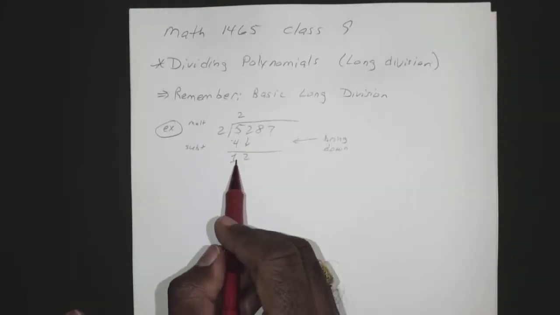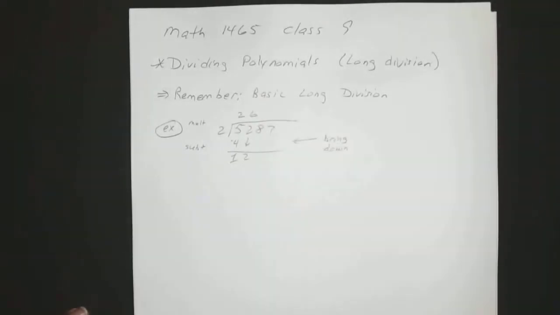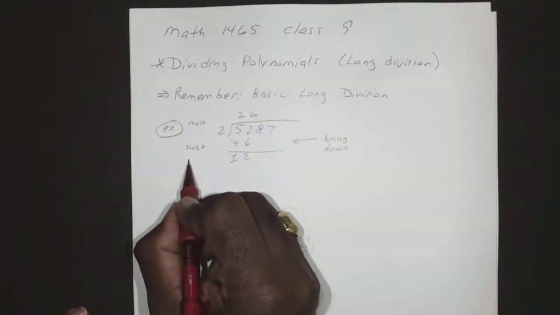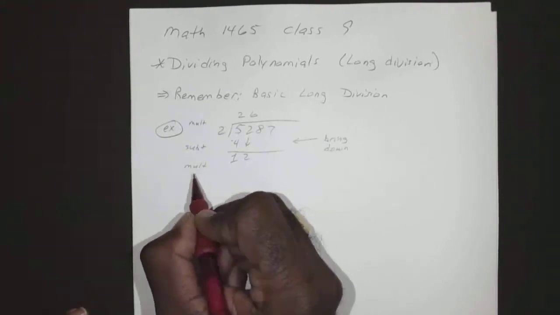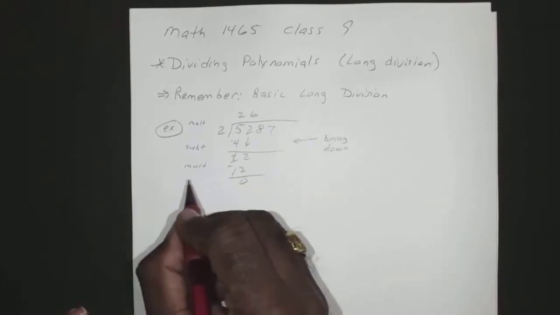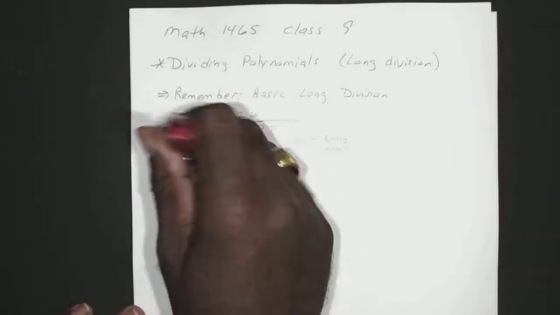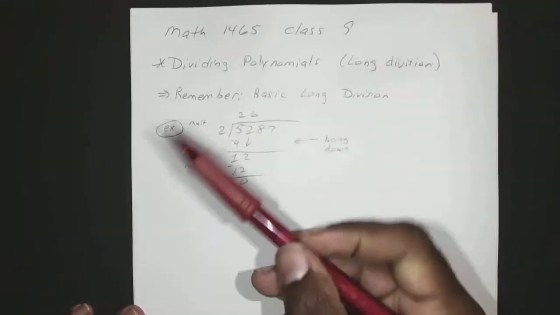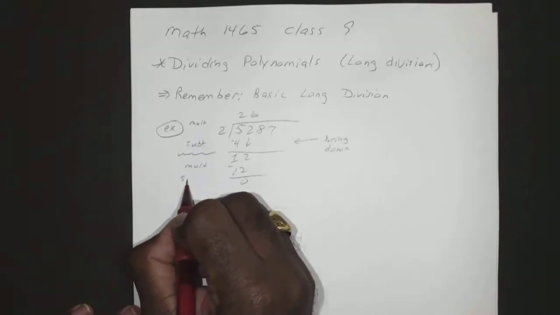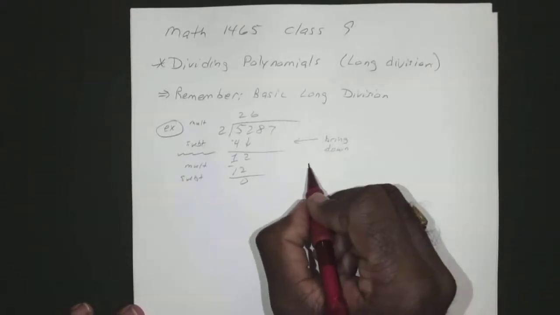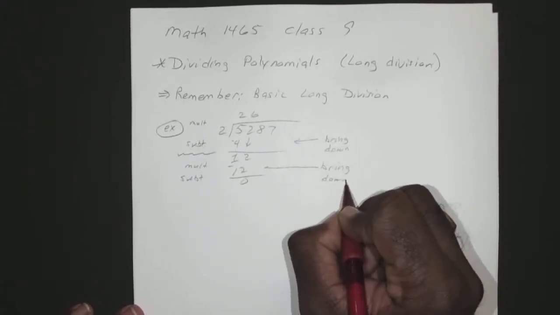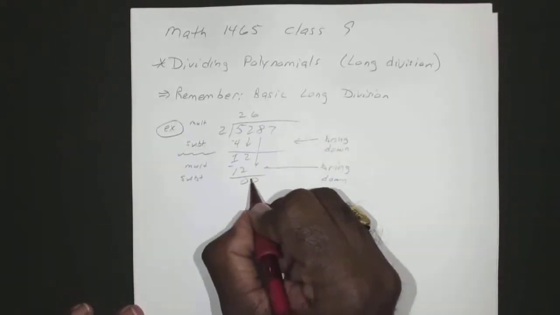Okay, 2 goes into 12 6 times. 2 times 6 is 12. Again, we multiply, 12 minus 12 is 0. So we multiply, subtract. Let me bring that up a little bit. And then we bring down the 8 there.